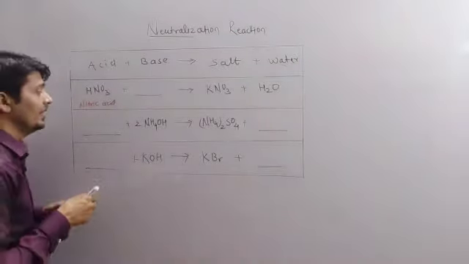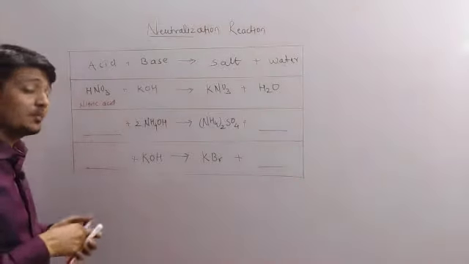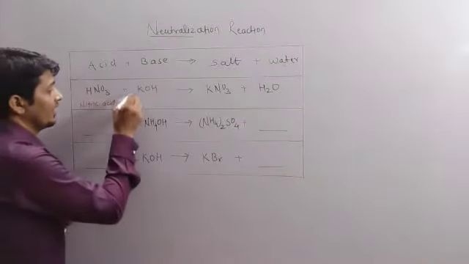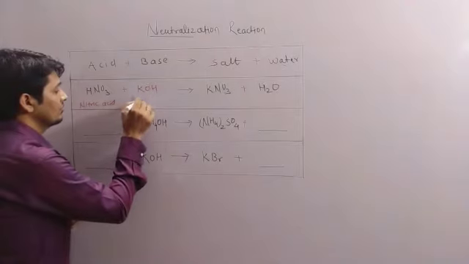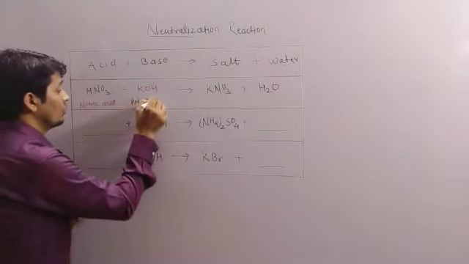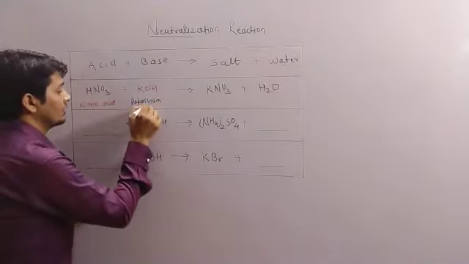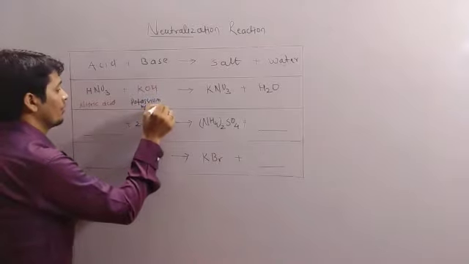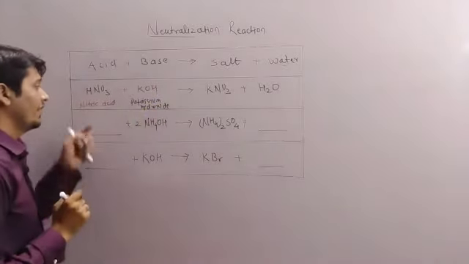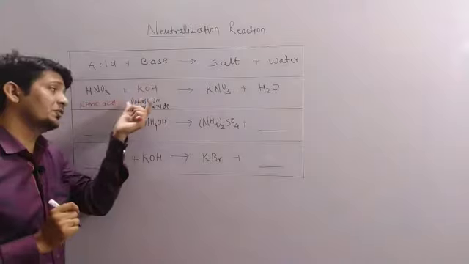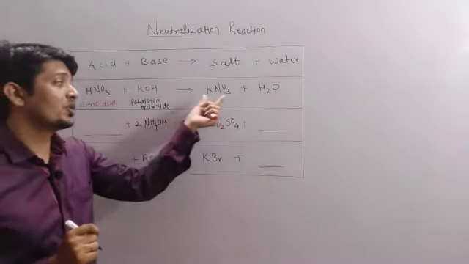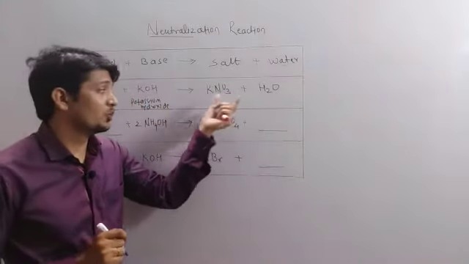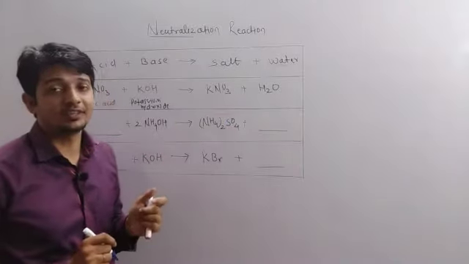So it is KOH. What is KOH? It is potassium hydroxide. So we have to write potassium hydroxide. It is the base. When nitric acid reacts with potassium hydroxide, it gives potassium nitrate and water. So potassium nitrate is our salt.